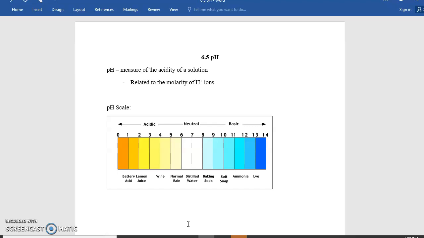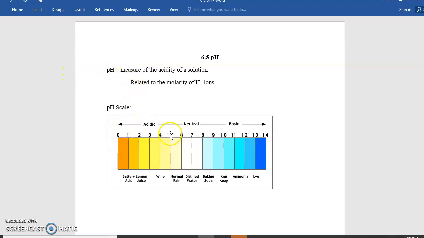This is 6.5, the pH. pH is a measure of the acidity of the solution. And this has to do with how many H plus ions are being released into water when the acid is mixed with water. We already talked about that a lot when we were talking about our theories of acids and bases. Most of them rely on the release of H plus ions. H plus ions are hydrogen ions, of course. And so the more hydrogen ions that are released, the stronger the acid. Is basically what it comes down to.